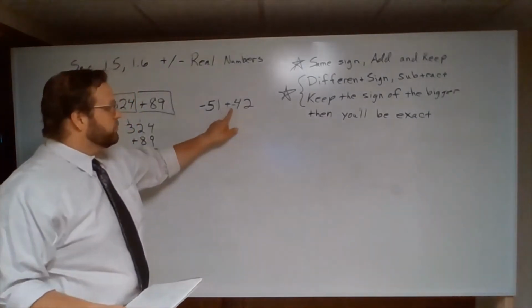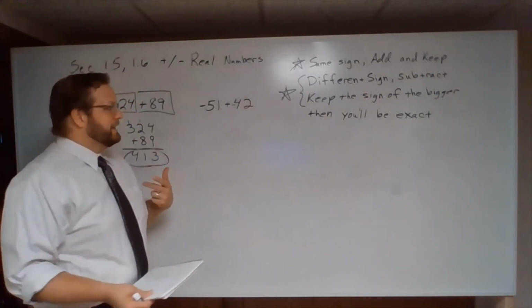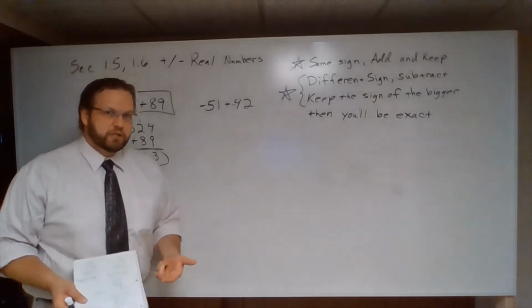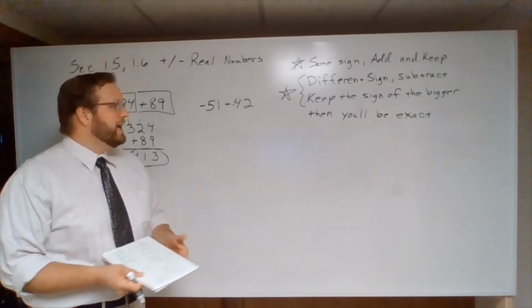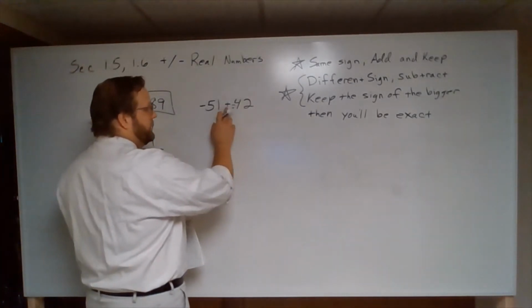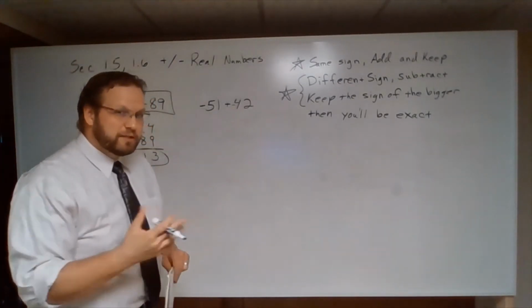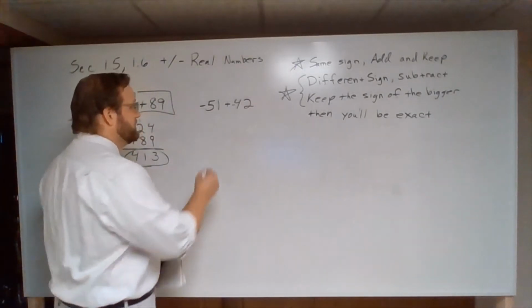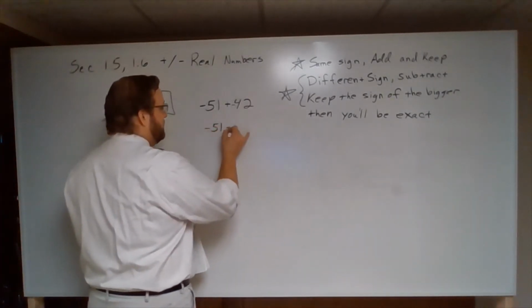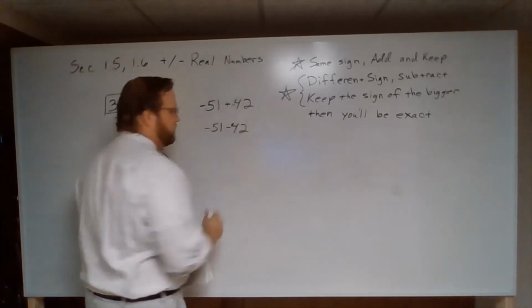Now, the problem with writing it like this is that you're throwing in a lot of signage that we then have to filter through later on when we get into equations. I really would avoid doing this. There are a couple times where it's helpful, but with arithmetic, I wouldn't do that at all. I would just leave it as a negative 51 minus 42.